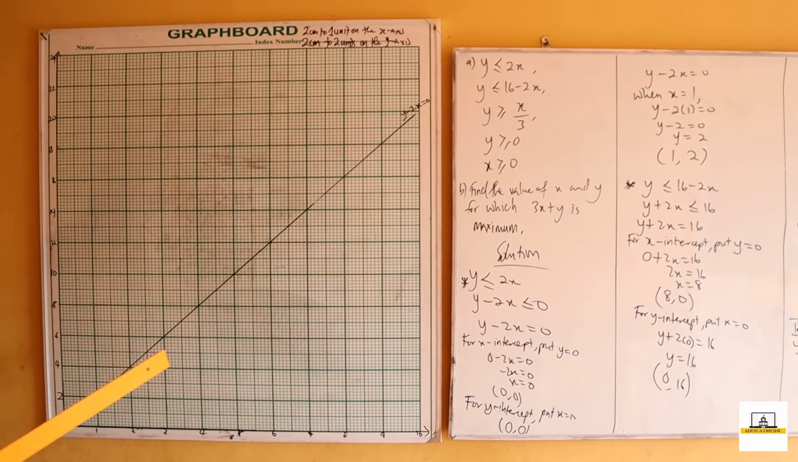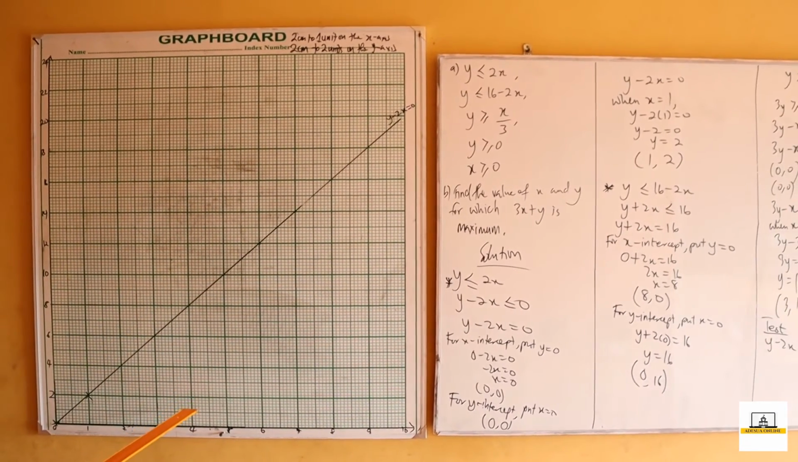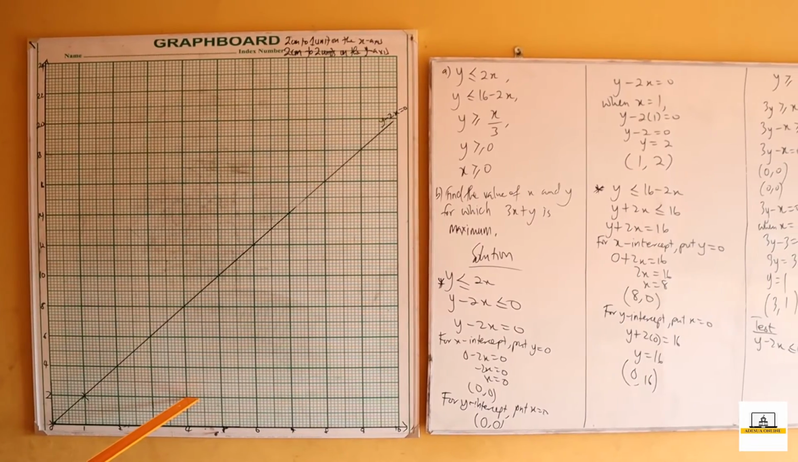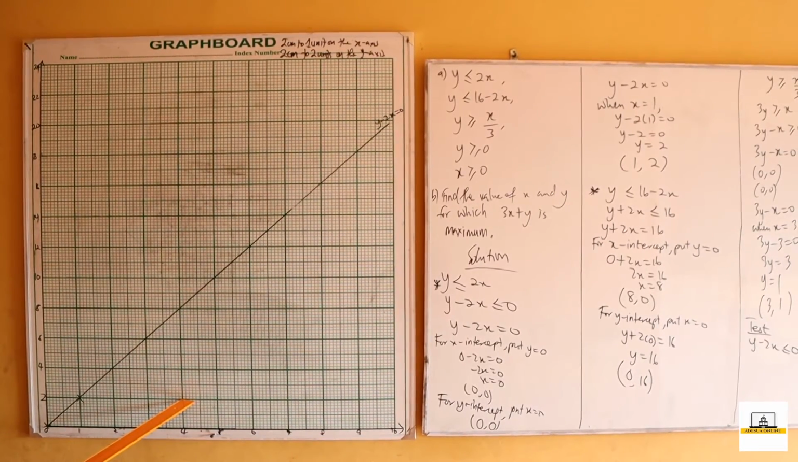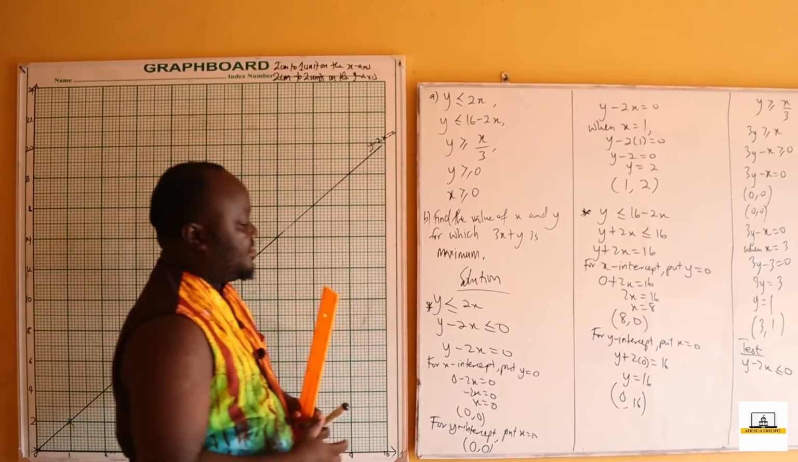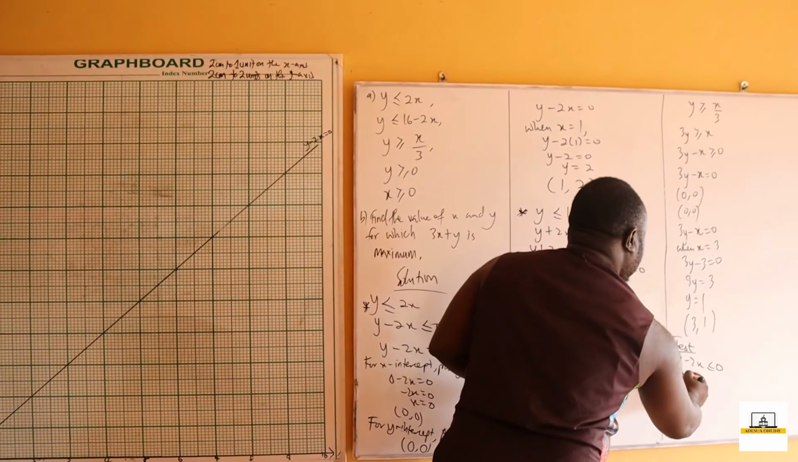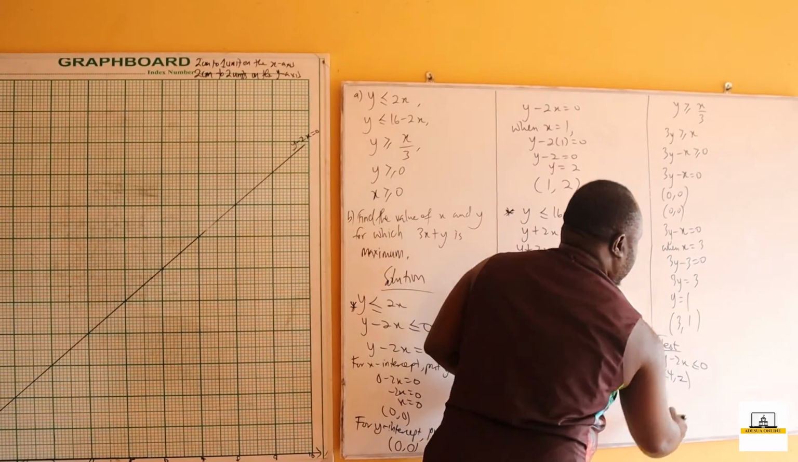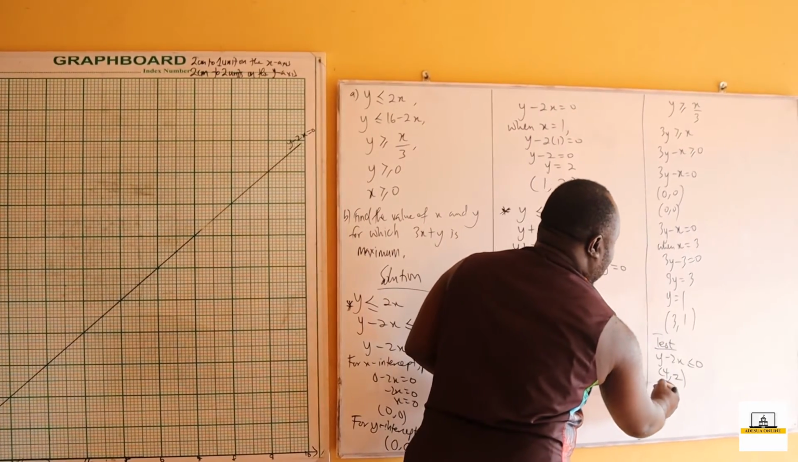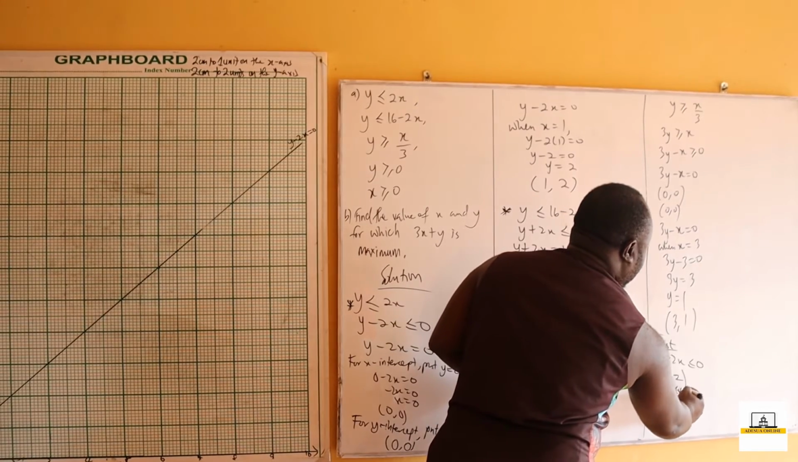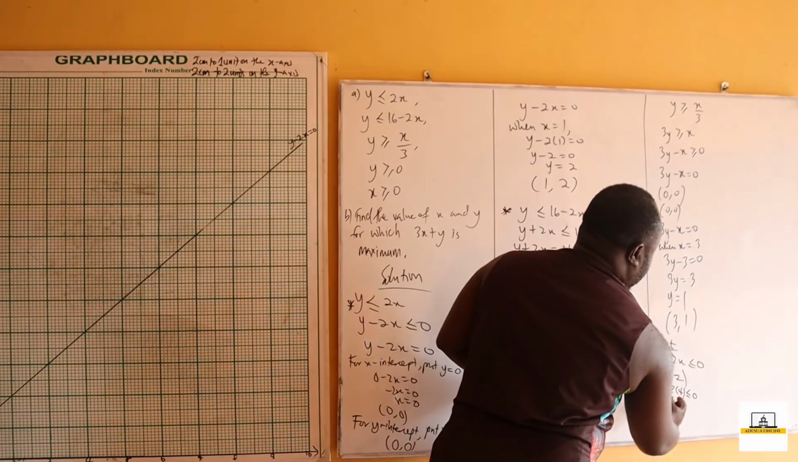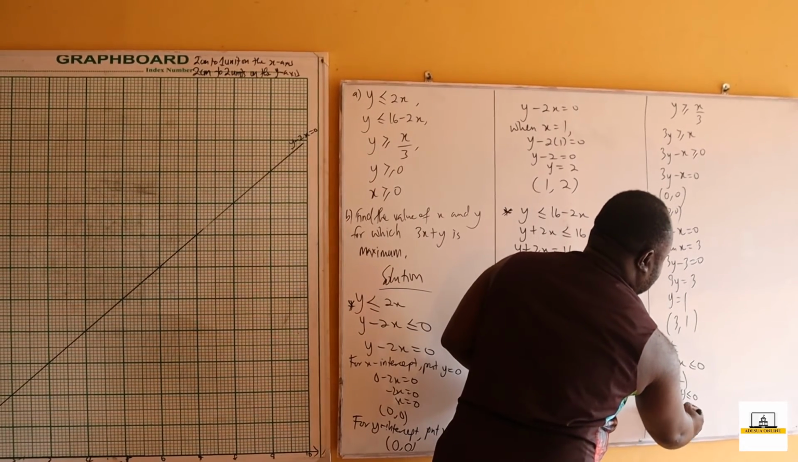So we can pick a point below. Let's pick this point: x is 4, y is 2, which is below the line. So I'm going to test with x is 4, y is 2. So I have 2 minus 2 times 4 to be less than or equal to 0. 2 minus 8 is less than 0.